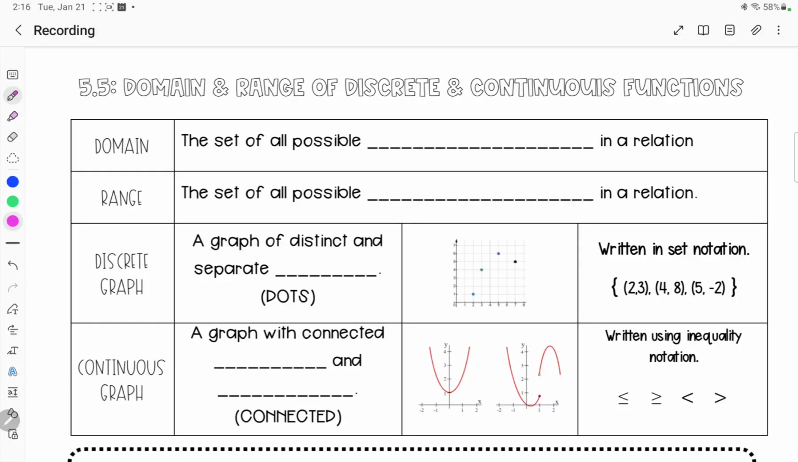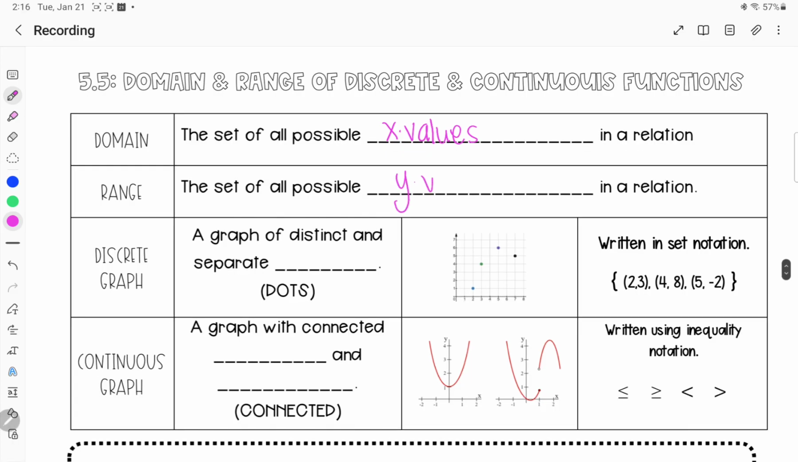Honors lesson is about domain and range in discrete and continuous functions. So our domain is the set of all possible x values in our relation. The range then is going to be the set of all the possible y values in a relation.